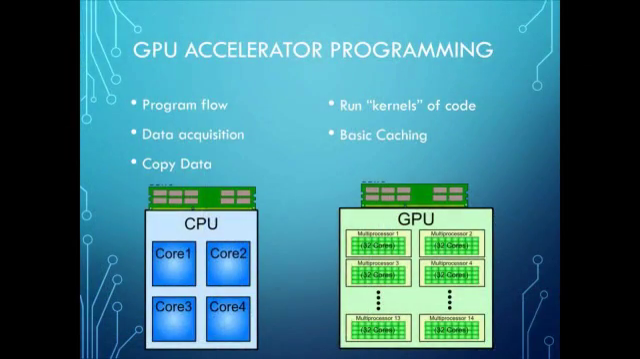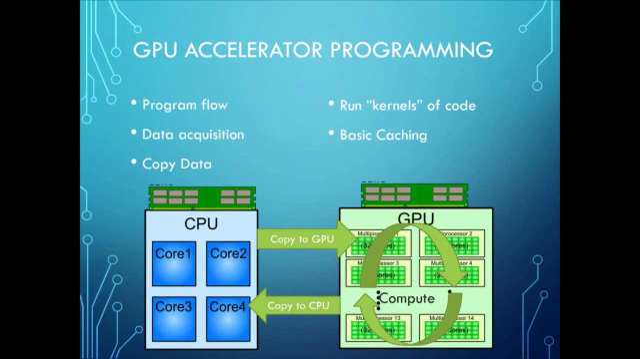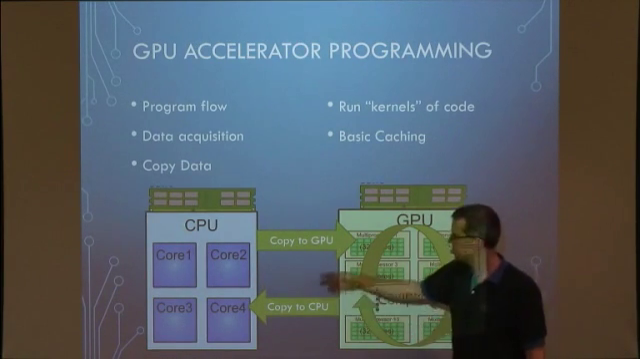Okay, so GPU accelerator programming, I think I've actually already told you all about this, but I'll go through the slide anyway. The CPU handles program flow in a GPU application. The CPU generally gets the data that you're going to process, from disk or wherever it happens to be, and has to copy the data over to the GPU. The GPU does its stuff, and then the data has to be transferred back in the end. The key to making GPU programs efficient is to eliminate these copies as much as possible.